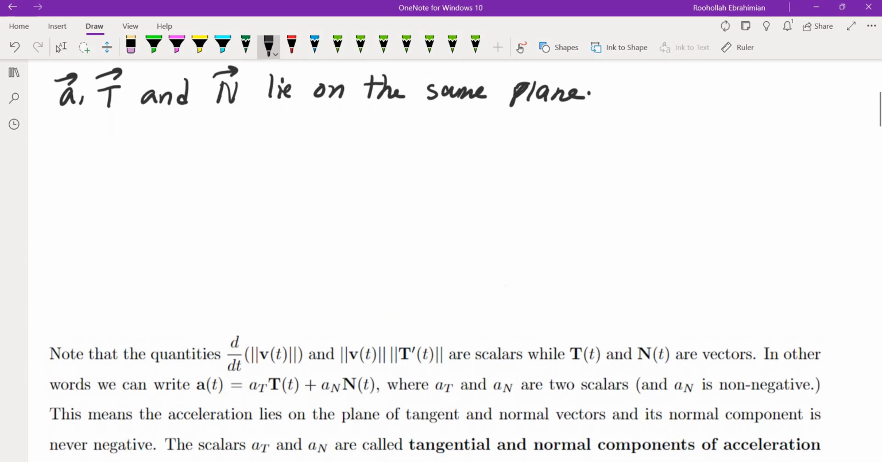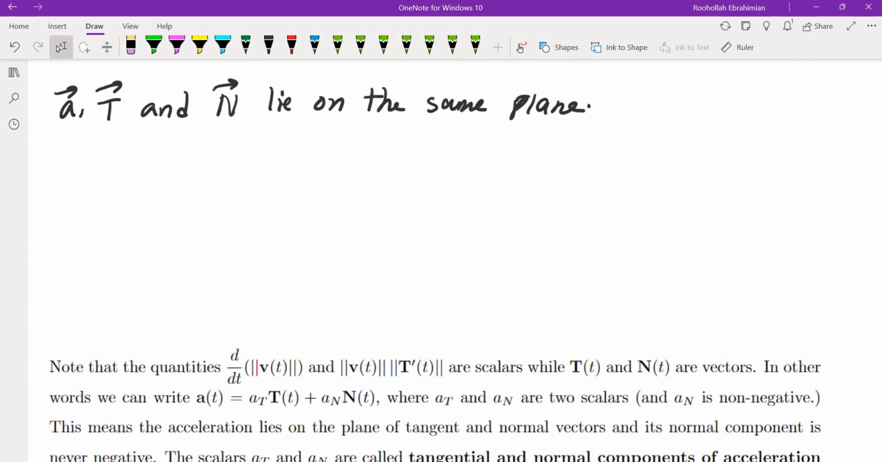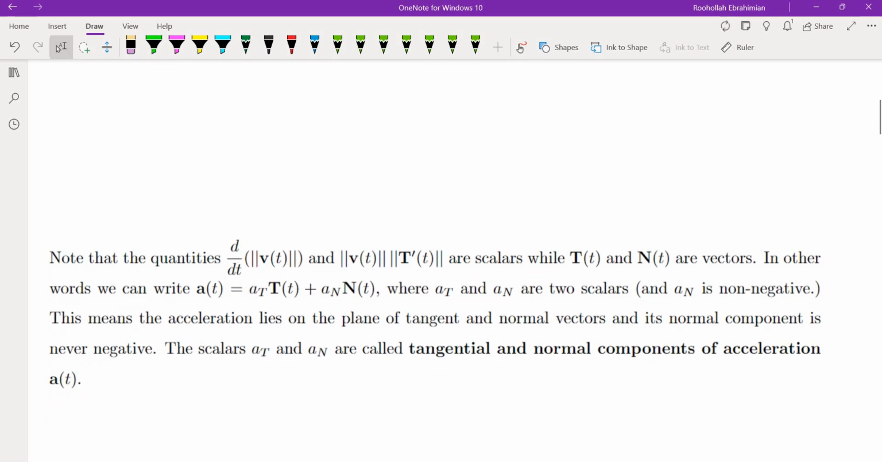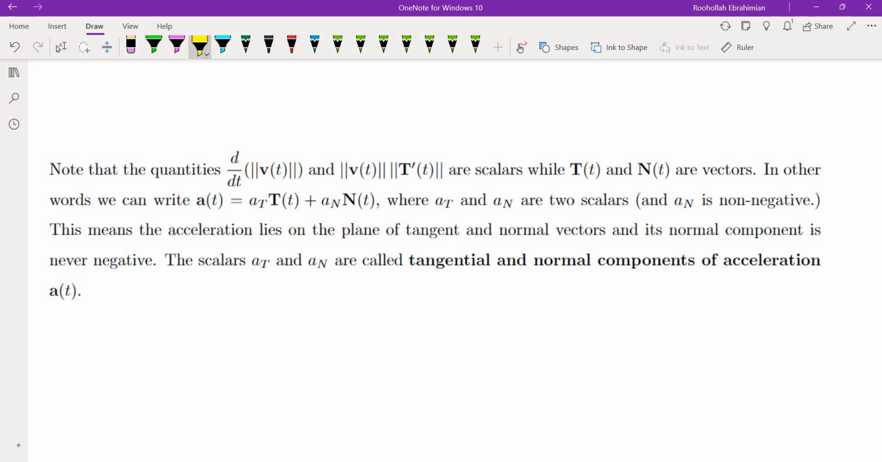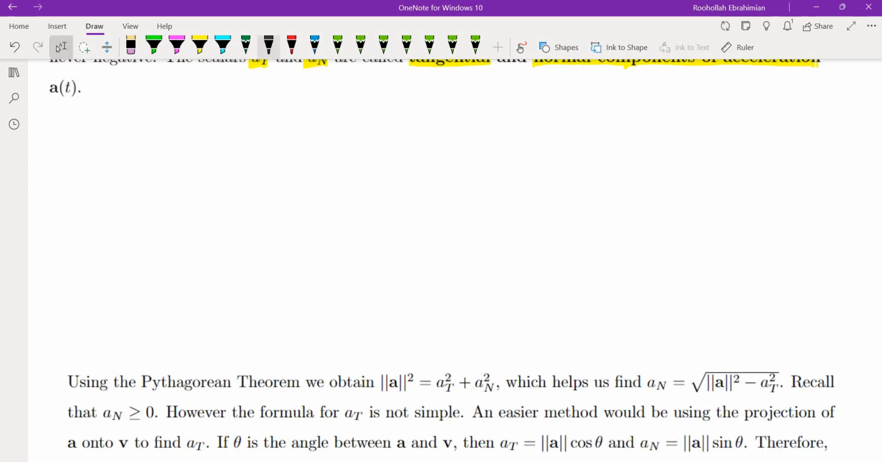Okay, so there's also another way of evaluating these tangential and normal components of acceleration. These two numbers, a sub t and a sub n, are called the tangential and normal components of acceleration. Now there's another way of evaluating these two quantities. So let's talk about that. I'm going to evaluate a sub t and a sub n in terms of dot product and cross product.